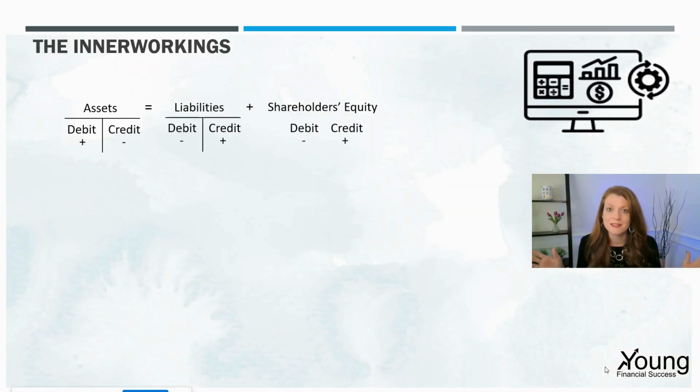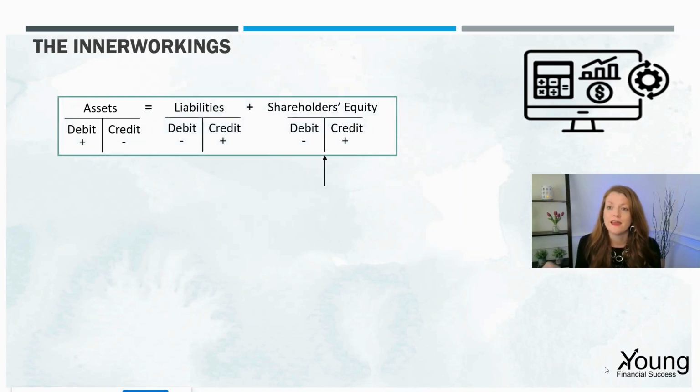This is going to be the last slide for this video. It's going to be short and sweet because I know this is a lot to remember sometimes. We have assets equal liabilities plus equity. Assets have a normal debit balance, so they increase with a debit and decrease with a credit. Liabilities have a normal credit balance, and so does equity. Therefore, we increase them with a credit and decrease them with a debit.